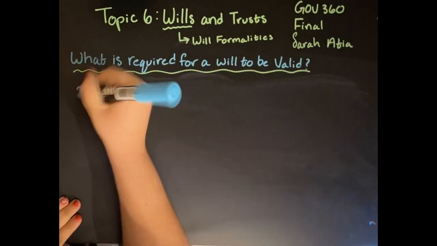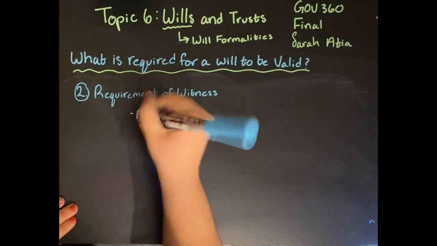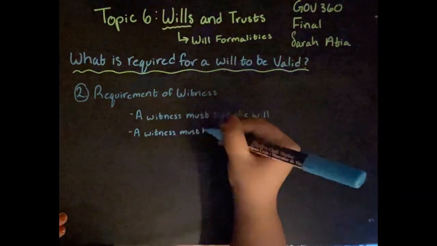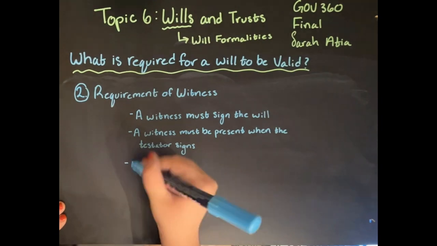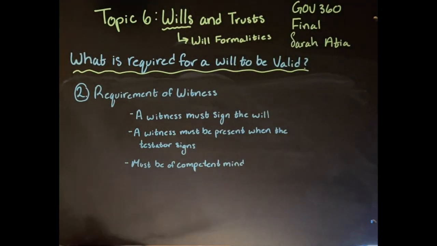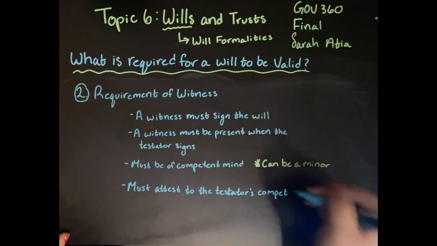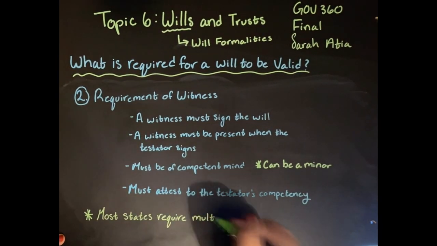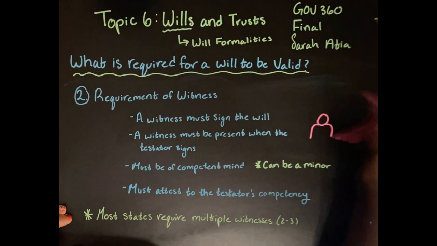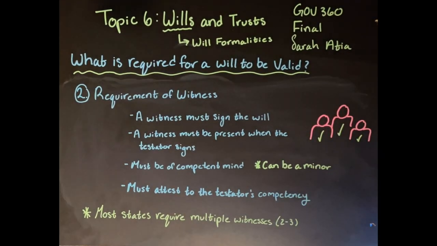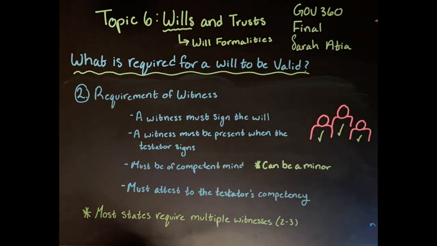The second requirement is the requirement of witness. A witness must sign and also be present for the testator's signature. The witness must be of competent mind. This does not mean a minor cannot witness, but rather they must have an understanding of the will and how it will be executed. The witness must also attest that the testator was sound of mind at the time of signing. Most states require 2 to 3 rather than just one witness.